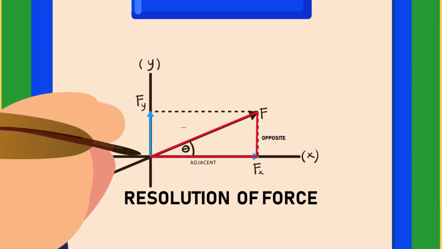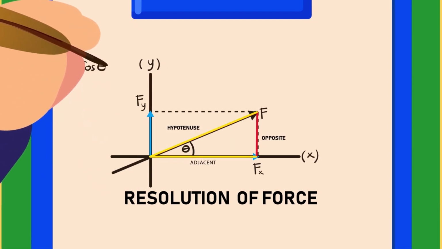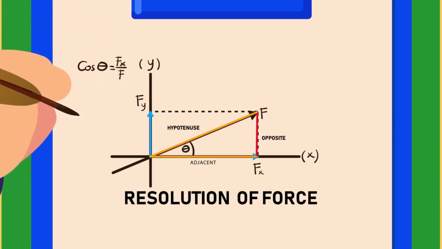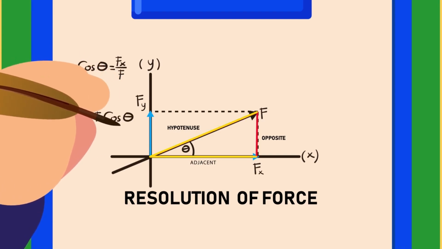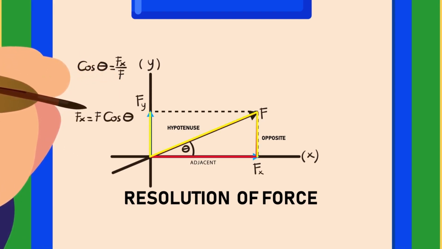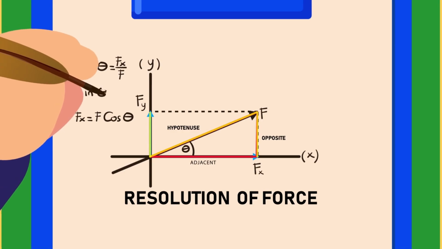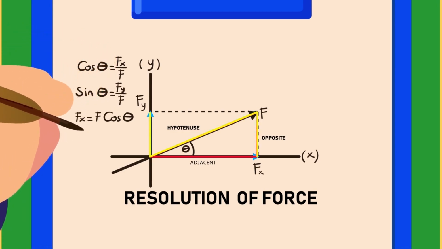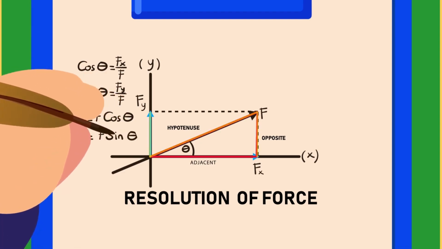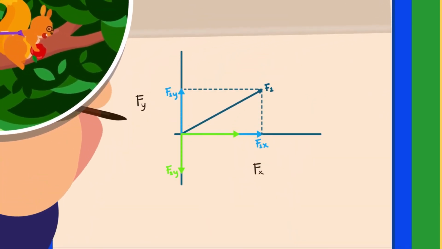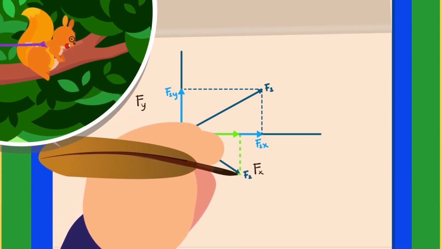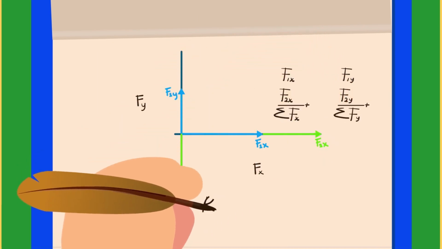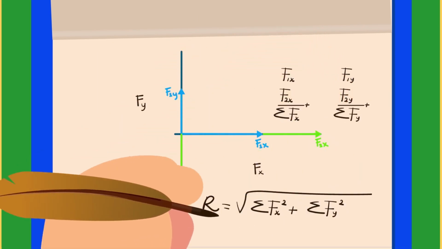The comparison of horizontal line to hypotenuse, or cosine theta, is equal to the x component of the force, which results in Fx equals F cosine theta. The comparison of vertical line to hypotenuse, or sine theta, is equal to the y component of the force. This can be rearranged as Fy equals F sine theta. Now, if you have F2, you can do it in a similar way as F1. Have the sum of each component and calculate the resultant of force by using this formula.